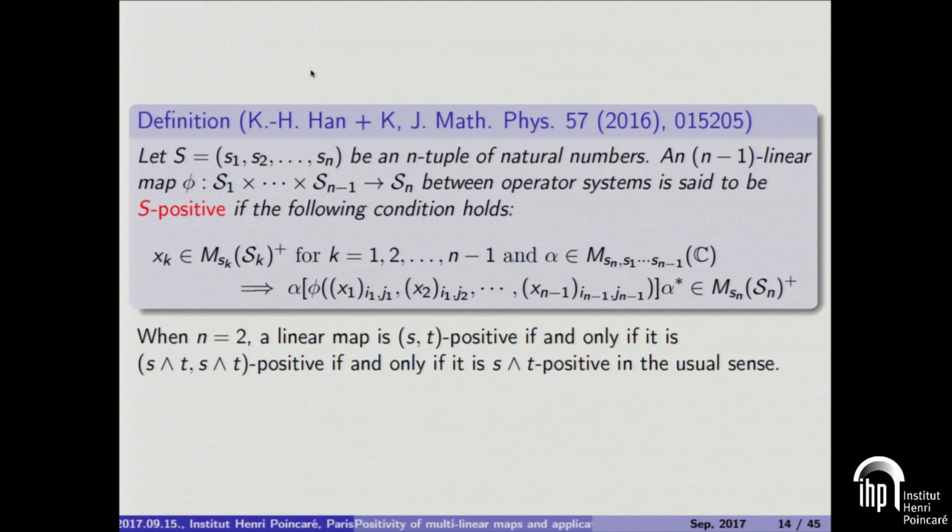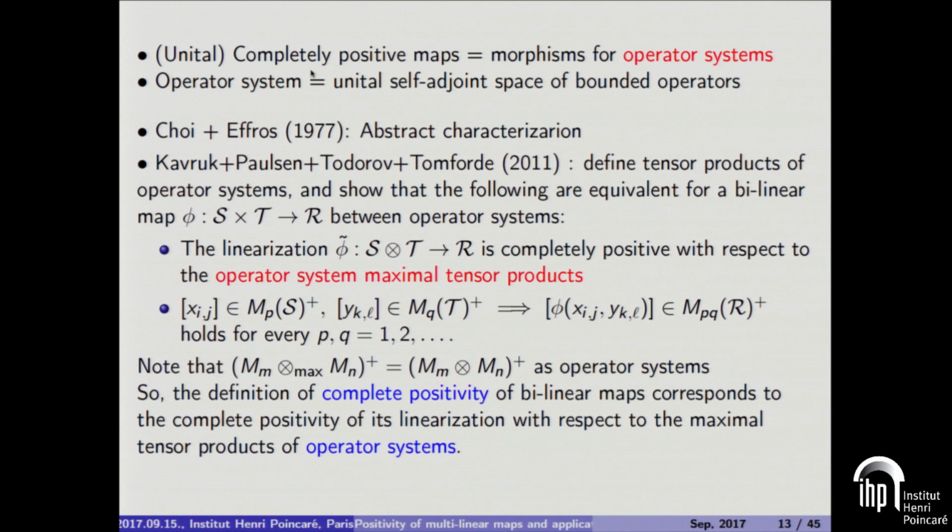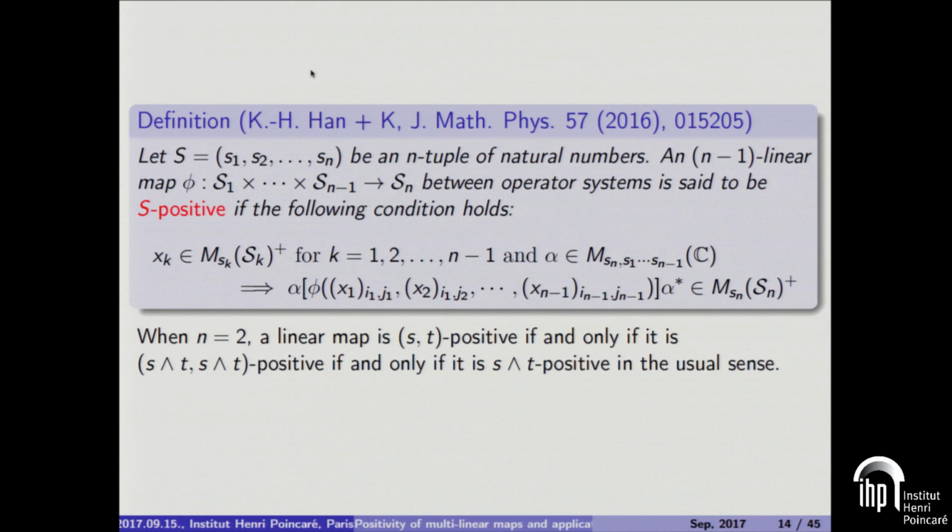This statement gives us some motivation to define some positivity of multilinear maps. So here is an n-tuple of natural numbers, and we have a multilinear map with n minus 1 variables. Then this map is said to be S-positive if the following condition holds. Here, we take the small s_k by s_k matrices whose entries come from the capital S_k. Then we put them like here, for the first place, second place, and so on. Then we have this very huge matrix.